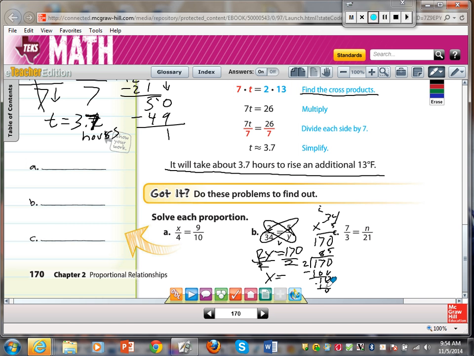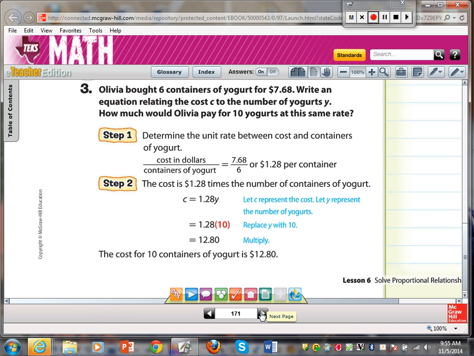So then you can say that y is equal to 85. Not 85 degrees, just 85. In order for the cross products to be equal, y has to be equal to 85. And that's how you solve the proportions. So you guys do A and C, and let's move on to the next page. 171.